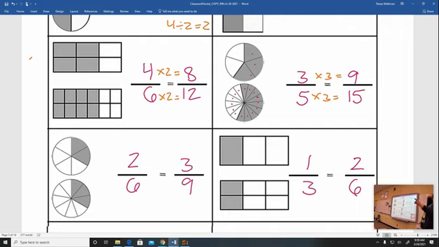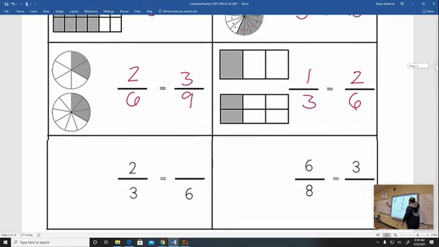Now I know Briggs, you missed some of this. We'll have to have a little review. But we've got the same thing going on down here, right?